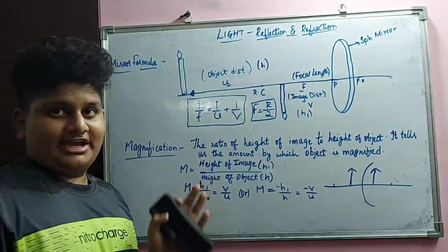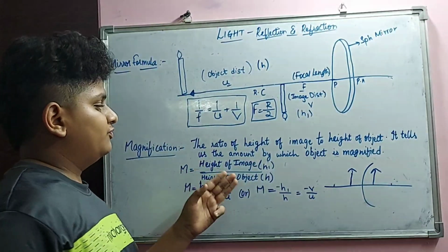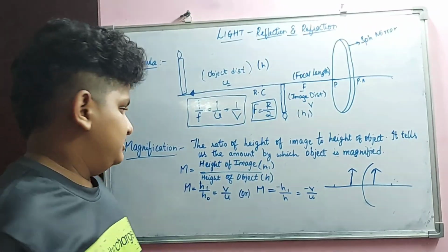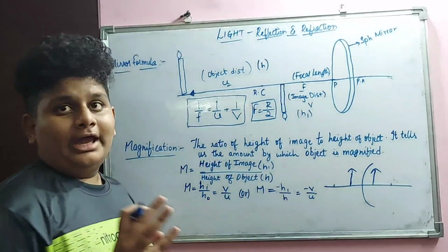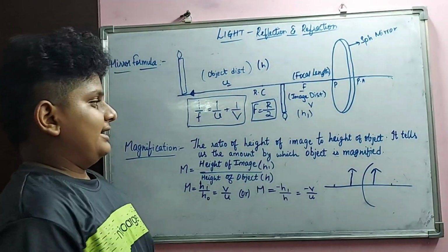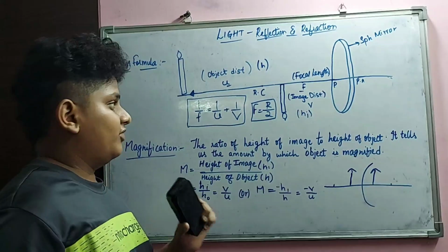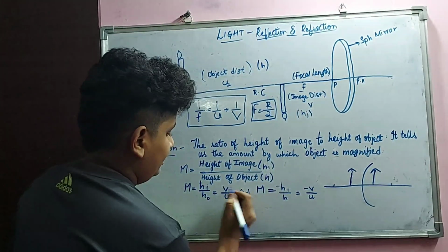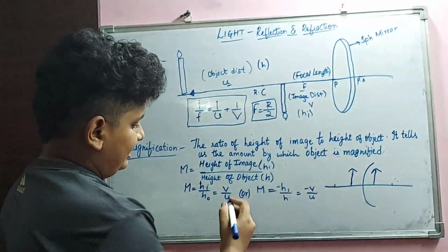Now let's get into the magnification. The ratio of the height of the image to the height of the object is known as magnification, and this is used to find the amount by which the object is magnified. So let's take it in symbols. M is equal to Hi by Ho, where Hi means height of image and Ho means height of object, which is equal to V by U. Here, V is the image distance and U is the object distance. If the image is inverted, then it will be negative. If it is not inverted and it is erect, then it will be positive.